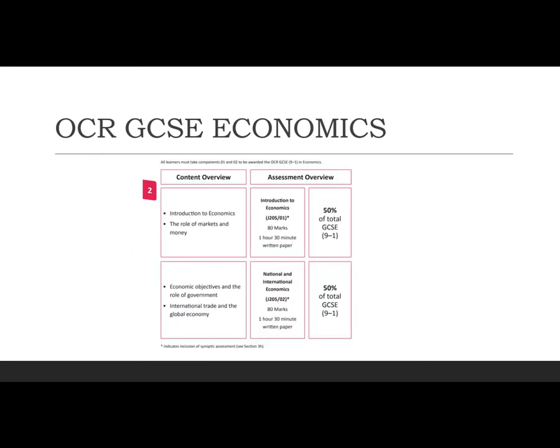And then lastly, you have the OCR GCSE Economics, where again, two papers, 90 minutes each, 50% weighting, paper 1, which is purely microeconomics, and paper 2, which is macroeconomics. So you've got the study of also maybe the UK economy, but also as well as that international economies.